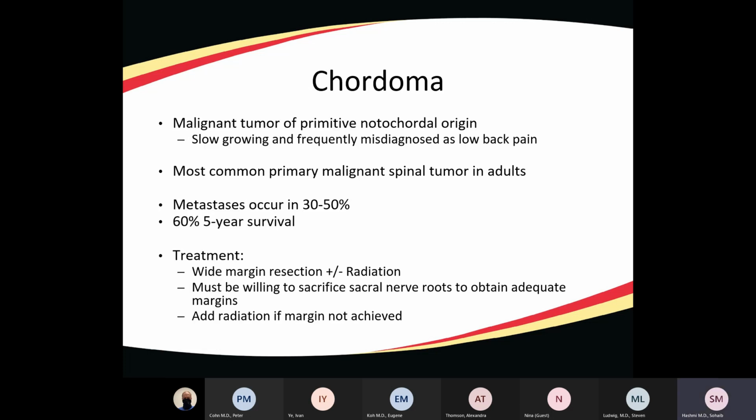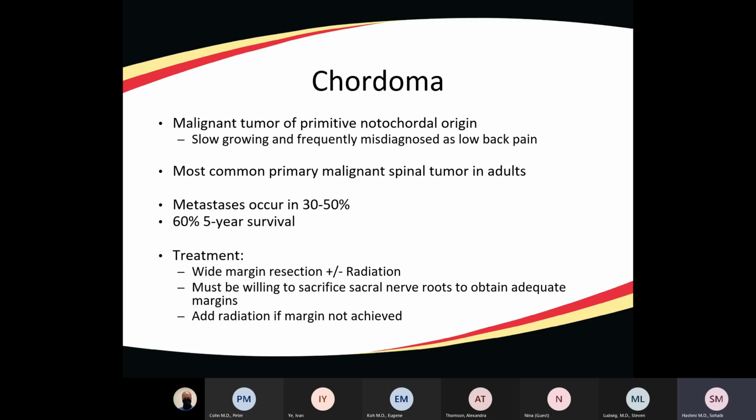A chordoma is a malignant type of tumor with primitive notochordal origin. It's very slow growing and commonly misdiagnosed with only back pain. It's the most common malignant spinal tumor in adults. However, it's not aggressive, as it is very slow growing. And so METs do occur with this, 30 to 50%. And overall, the 5-year survival is 50%.